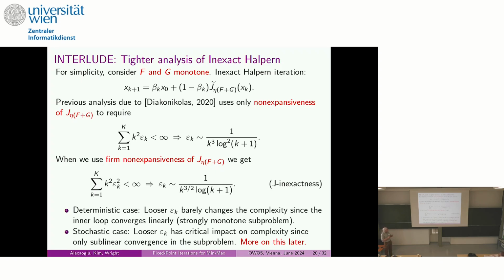And you need the epsilon k. These are the parameters that govern how accurate the tolerance has to be. You need the epsilon k's to satisfy this inequality here, which translates into epsilon k being approximately 1 over k cubed within a log factor. Now, to get that, she uses analysis based on non-expansiveness of this operator. Now, we have this firm non-expansiveness, and that gets us more. We actually get a relaxed condition for the epsilon k. We only need to satisfy 1 over k to the 3 over 2. So we can allow more slop in the calculation of the inexact resolvent.